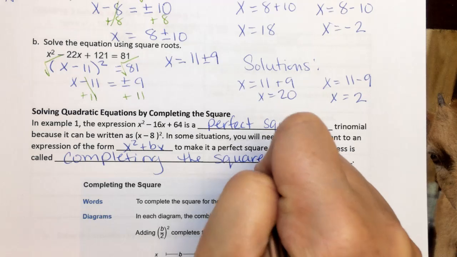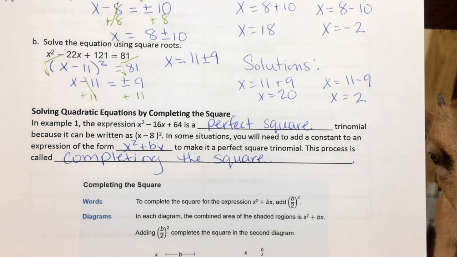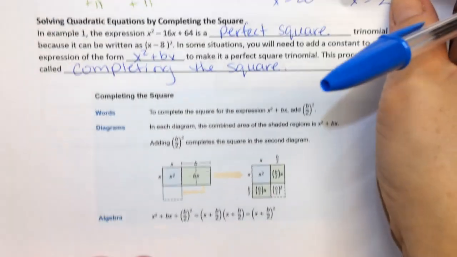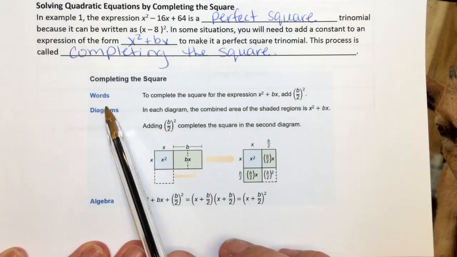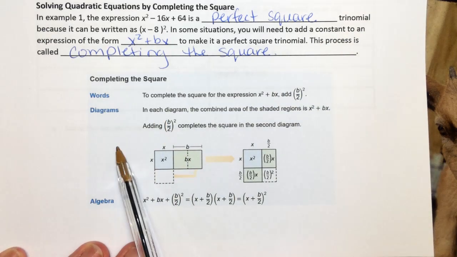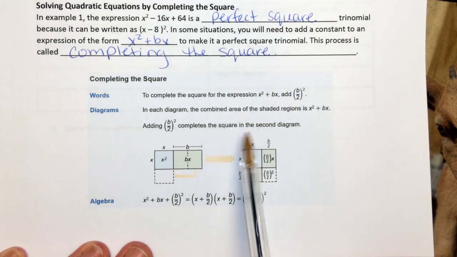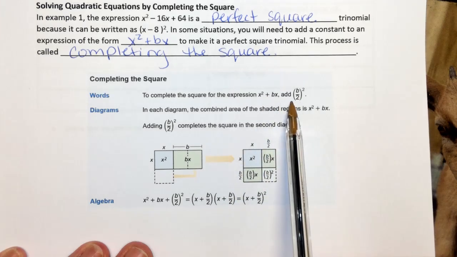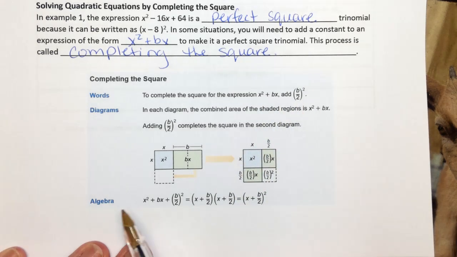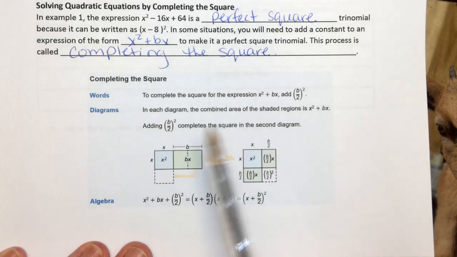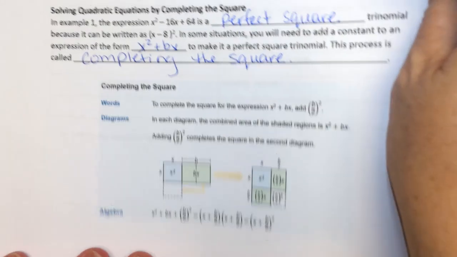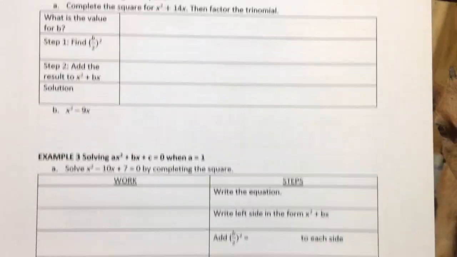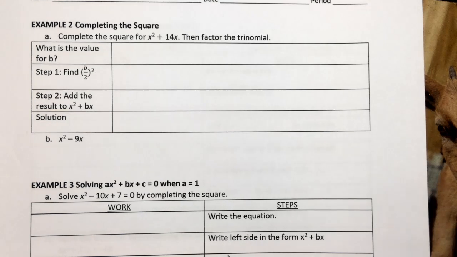Now, you did learn this in Algebra 1, so this is kind of like a review. Below you have the information for completing the square and what it means. Like in a diagram, how we're going to do that, we're going to add it, and then algebraically. Because this can be a little confusing, if you notice in the notes, I kind of gave you the steps. So what is the value for b? Things like that. So we're going to answer those questions as we go along.